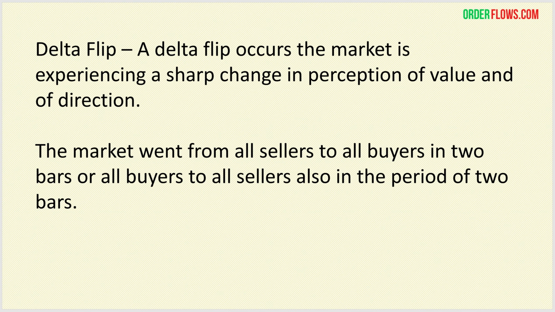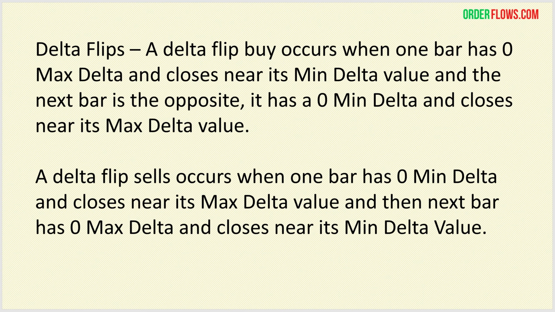But I'm going to explain a little bit later how to look at it over 3 bars. Now, a delta flip buy occurs when one bar has 0 max delta and closes near its min delta value, and the next bar is the opposite. It has a 0 min delta and closes near its max delta value. And a delta flip sell occurs when the opposite is true. One bar has 0 min delta and closes near its max delta value, and then the next bar has 0 max delta and closes near its min delta value. This is why I talked about max and min delta in a previous lesson, so you can understand its importance and what it is, so that you can use it in this lesson to find the delta flip.